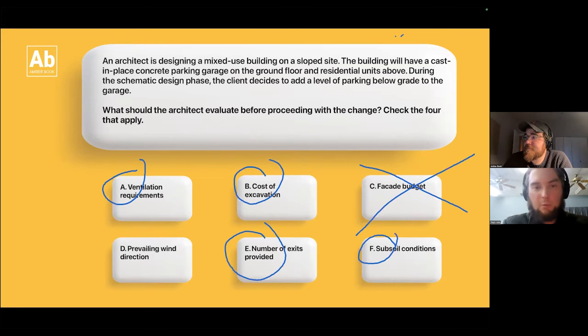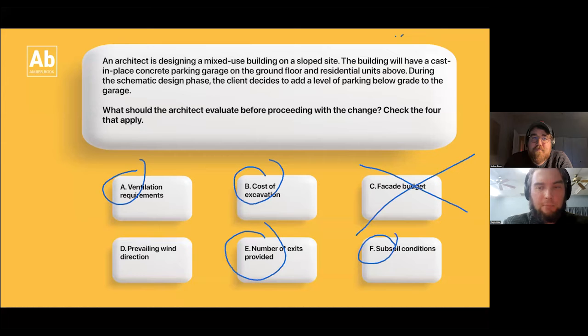Then we might be able to blast rock out without it costing that much. But if we're in town, that's a problem. Number of exits, we're increasing the amount of people and things that we're trying to get out of a specific area. So that was why I selected number of exits over prevailing wind direction. Prevailing wind direction shouldn't really affect anything there as I read it. Now, if it was maximum wind speed, that sort of thing, I could see that being an issue.